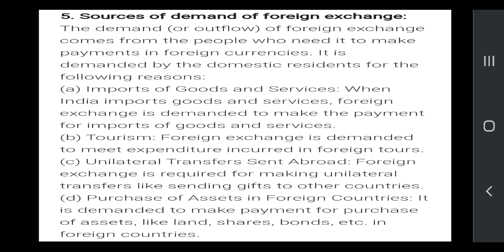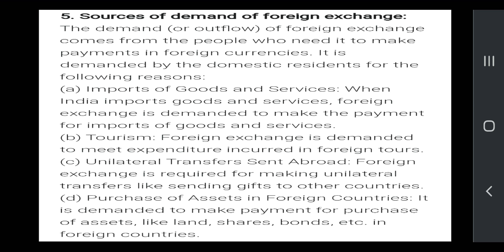Second is tourism. For tourism purposes also it is demanded. If people go for tourist purposes to foreign countries, then they will exchange our own currency into foreign currency. Okay. Third is unilateral transfer. It means one-sided payment. Okay. If we are giving a gift, donation or grant to another country, then it is given in that particular country's currency only. For that we need the transfer of currency, meaning we will convert the currency. It means we will demand the foreign exchange. Okay, for this purpose also it is needed.